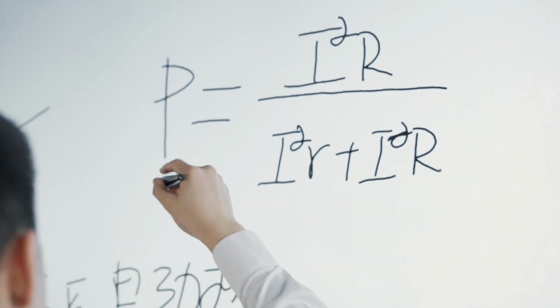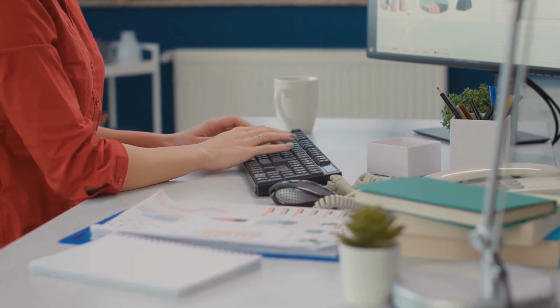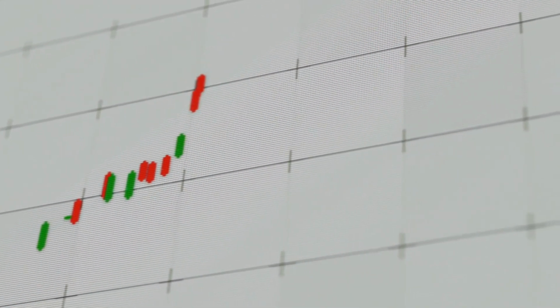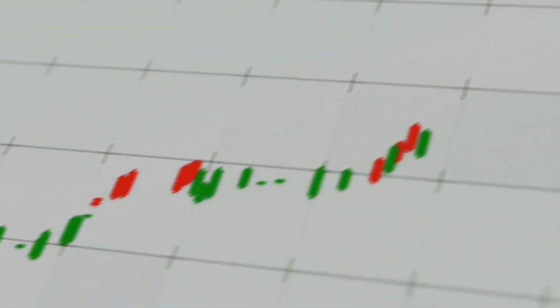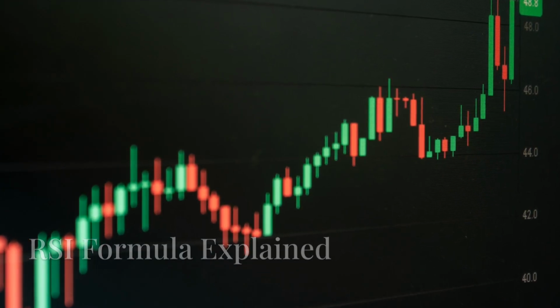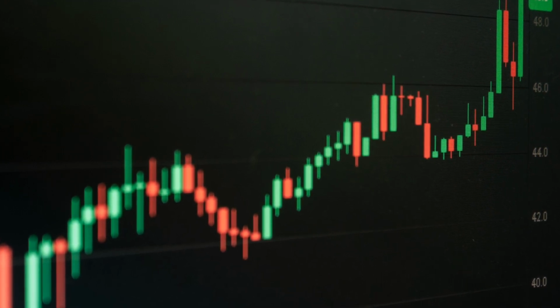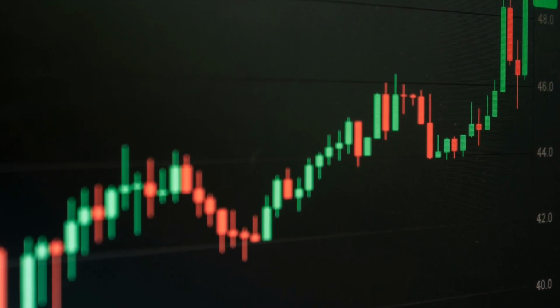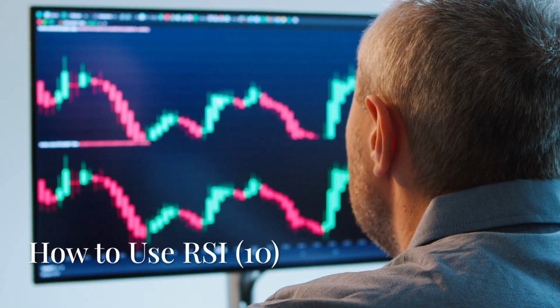RSI 10 formula simplified. RSI equals 100 minus 100 divided by 1 plus RS. RS is the average gain over the last 10 periods divided by the average loss over the last 10 periods. If the price is mostly gaining over the last 10 candles, RSI rises. If mostly losing, RSI falls.